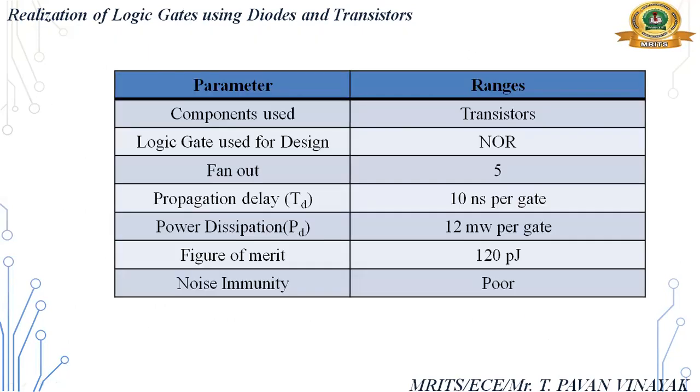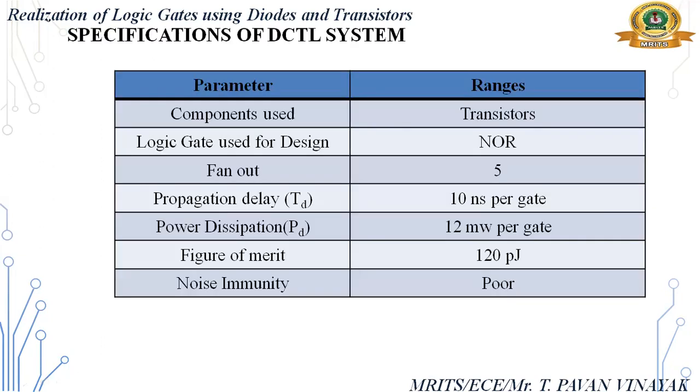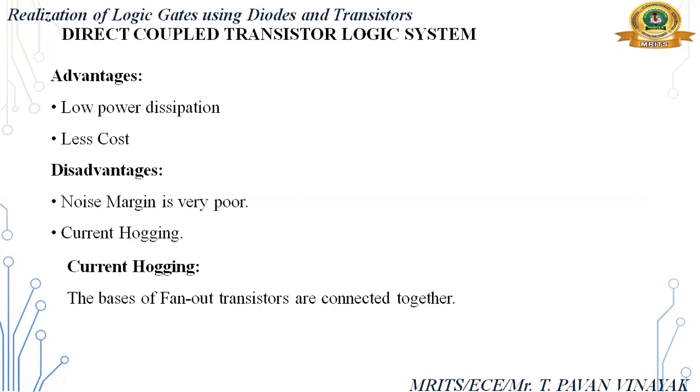Okay, and parameters of DCTL. Components used are transistors only. Logic gate is NOR gate. Fan out is 5. Propagation delay is 10 nanoseconds. Power dissipation is 120 milliwatts. Figure of merit is 120. Noise immunity is poor. Let us see the NOR gate working.